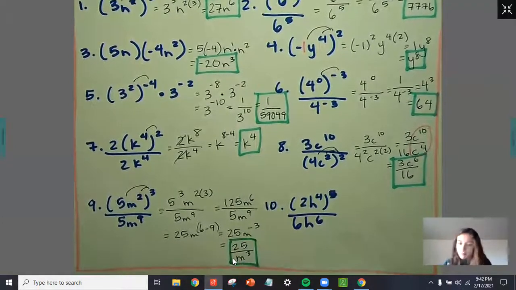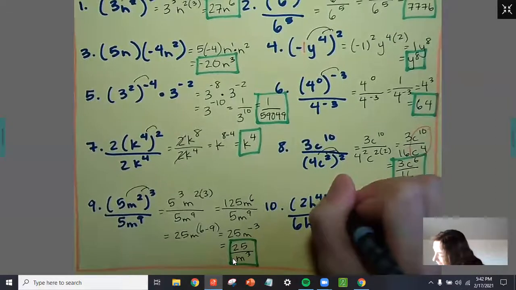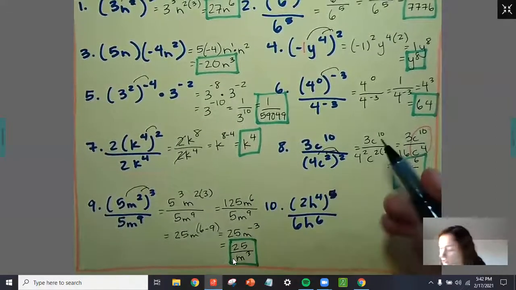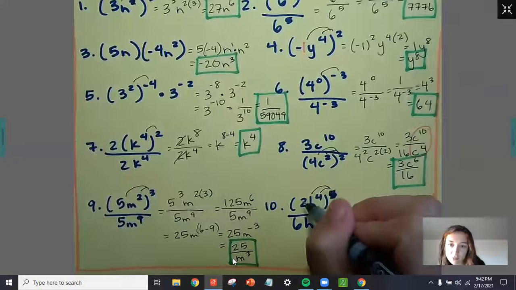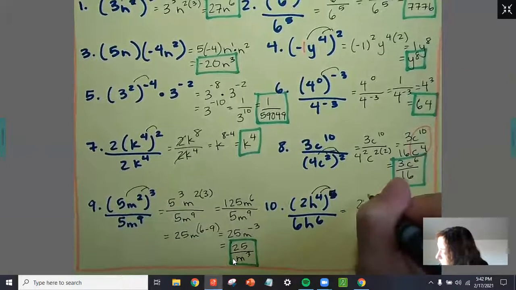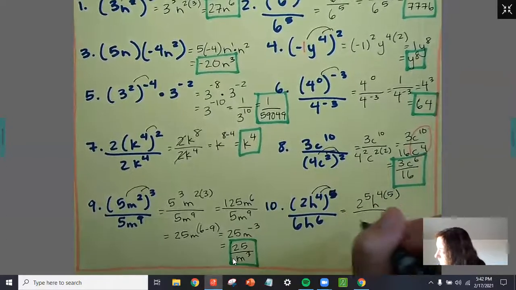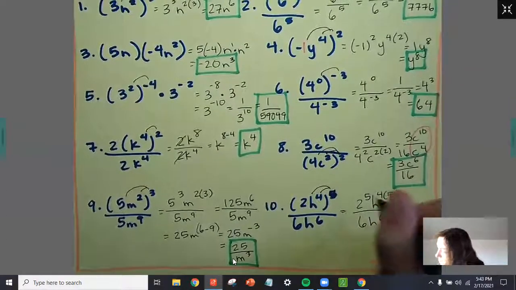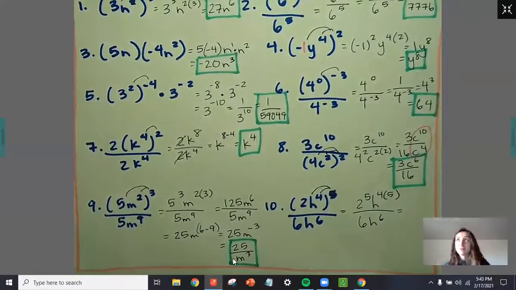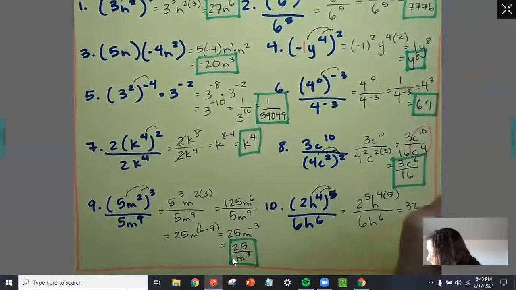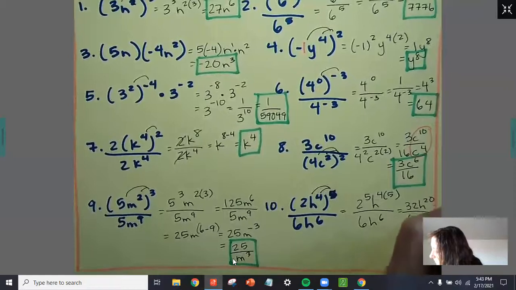All right, we're on to our last problem here, and that is a 5. A little bit hard to see there. But we're going to distribute the 5 to everyone. Don't forget to distribute to the 2. So we have 2 to the 5th, and then h to the 4 to the 5th power. All right, 2 to the 5th, 2 times 2 is 4, 4 times 2 is 8, 8 times 2 is 16, and 16 times 2 is 32. Or you can just type it in Desmos. But this is 32. And then we're going to have h to the 4 times 5, which is 20. And then all of this is divided by 6h to the 6th.